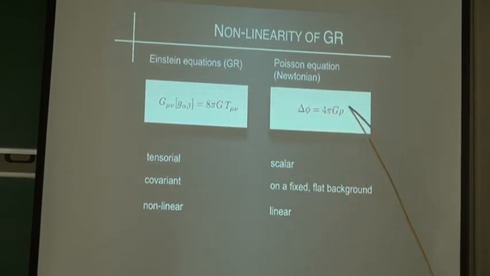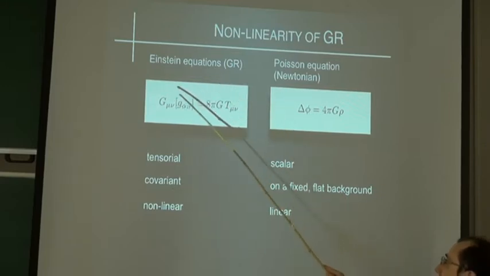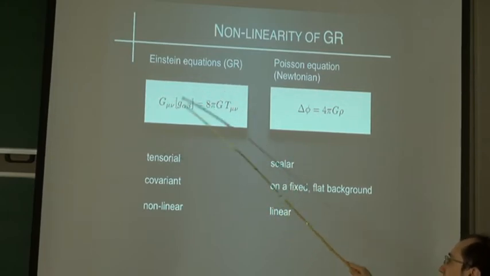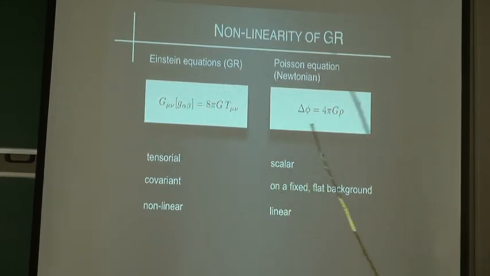Moreover, this equation is an equation on a fixed flat background. We imagine that we've got a background metric, a background structure which is fixed, and the Laplacian is calculated with respect to this structure. This is not the case here, where there is no outside structure. All the equations refer only to the metric, which is at the same time the variable we solve for. And the equations are covariant in the sense that they're truly tensorial in nature.